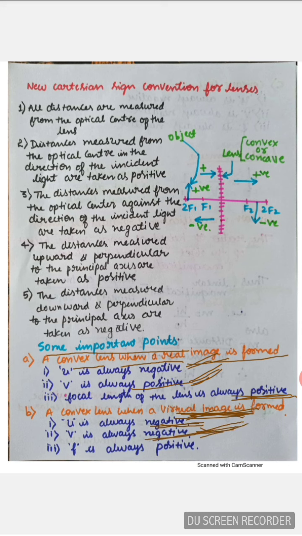So in the convex lens, focal length is always positive. So remember, focal length is always positive in a convex lens, u is always negative in a convex lens, and only in two cases v will be positive and v will be negative. When the image is real and inverted, v is positive. When the image is virtual, v is negative. So hope you are clear with the sign conventions here. We will move on to the next slide.